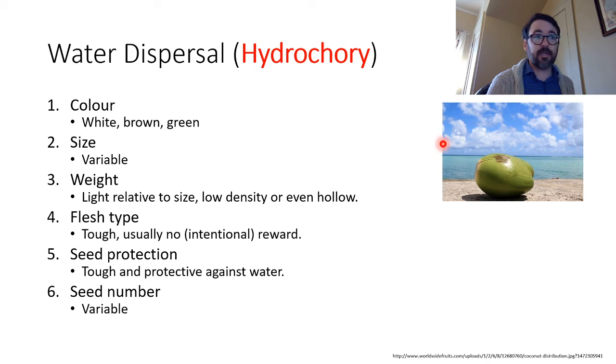Right? So just like you can have hydrophily, you can have hydrochory, right? And so you could imagine then if you're going to be dispersed by water, there's no reason to have any particular color at all. Size probably doesn't matter, but you need sort of a light mass relative to size. You need low density so that you float, right? So coconuts are enormous, but they float because they're relatively light relative to their size. Flesh type is tough, right? You need to be able to survive in the water for who knows how long, and there's usually no intentional reward. The seed protection is going to have to be really tough against water, particularly if you're dispersed in the ocean. And then the seed number basically doesn't matter as long as you float, right?